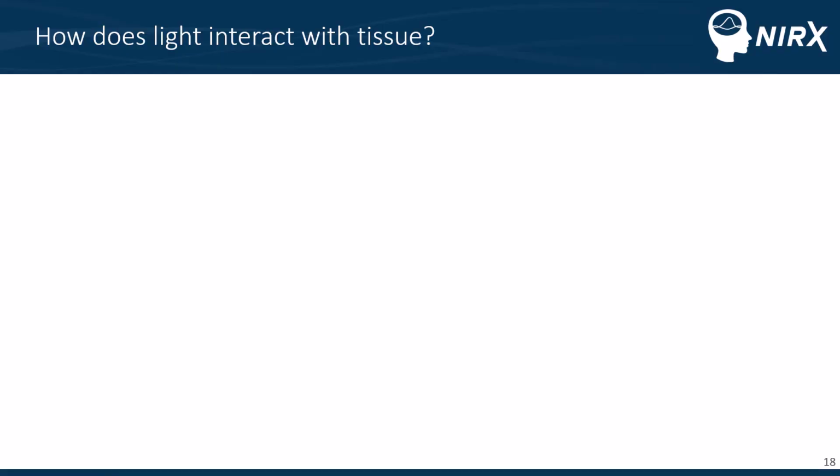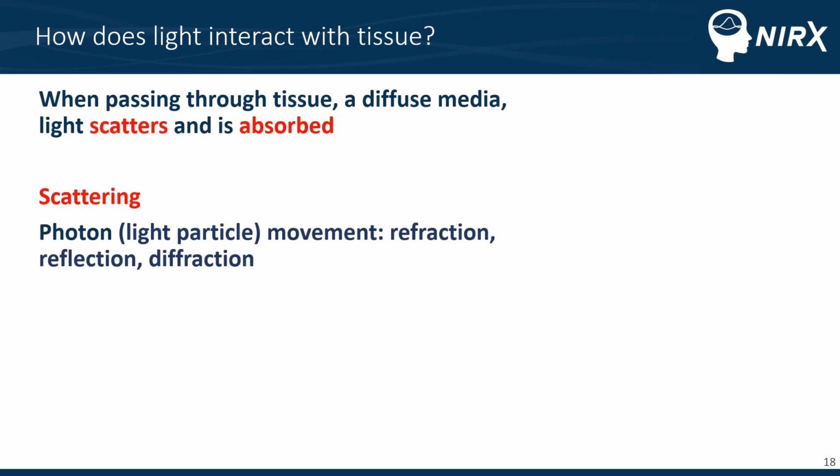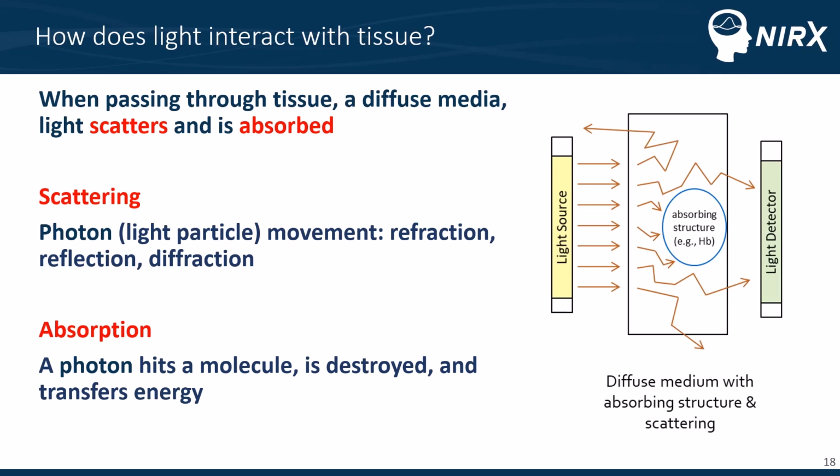How does light interact with tissue? Well, when passing through tissue, which is a diffuse media, light is scattered and absorbed. So scattering refers to a photon, which is a light particle, refracting, reflecting, and diffracting off of and through tissue. It all describes movement of a photon through and off of tissue. Absorption, on the other hand, is when a photon hits a molecule, is destroyed, and transfers energy. So it ceases to exist, it's no longer passing through the tissue, and its scattering and absorption is what fNIRS studies.